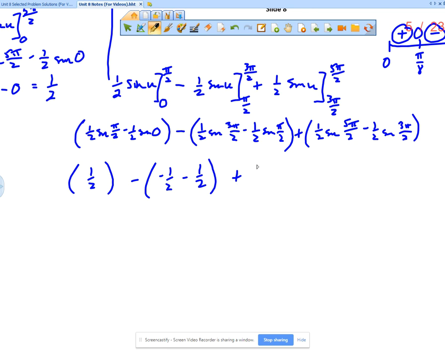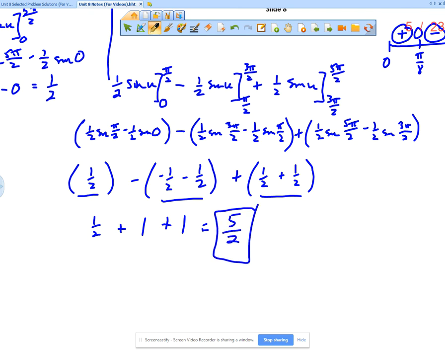Plus, then I've got 1/2 the sine of 5 pi over 2. Remember, 5 pi over 2 is the same as pi over 2, and so that's a positive 1, minus 1/2 the sine of 3 pi over 2, and remember, the sine of 3 pi over 2 is negative 1, so this becomes a plus. Now, this result should be positive, this result should be positive, and this result should be negative, because we knew it's under the x-axis, which is why we're subtracting it. So what do I have? I have 1/2 plus 1 plus 1. So this is 2.5 or 5 halves.